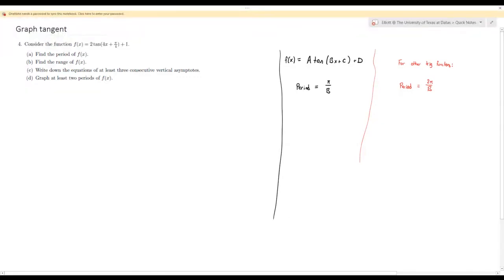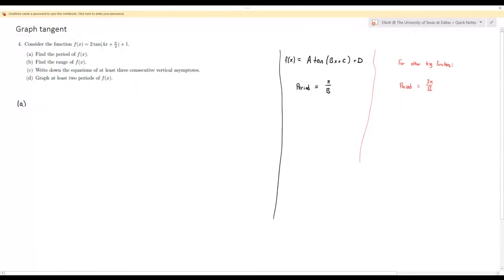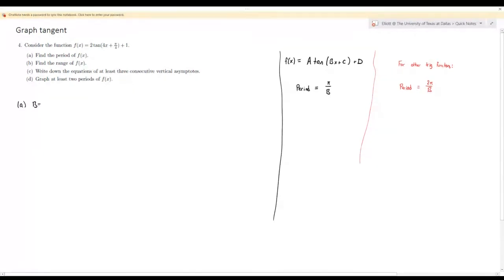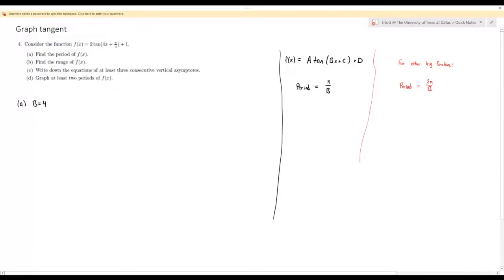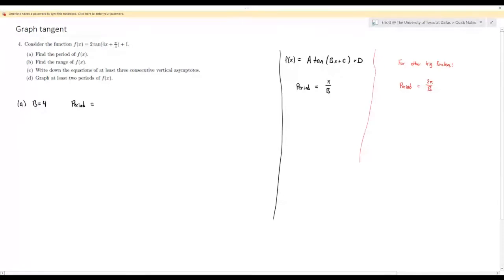All right, so for this problem, for this tangent function, b is equal to 4. Therefore, the period of this function will be equal to pi over 4.